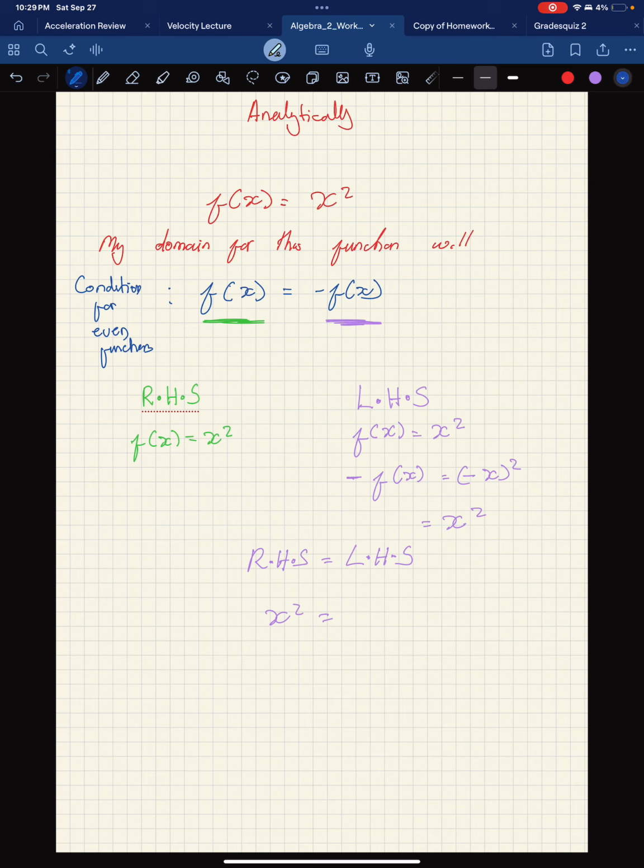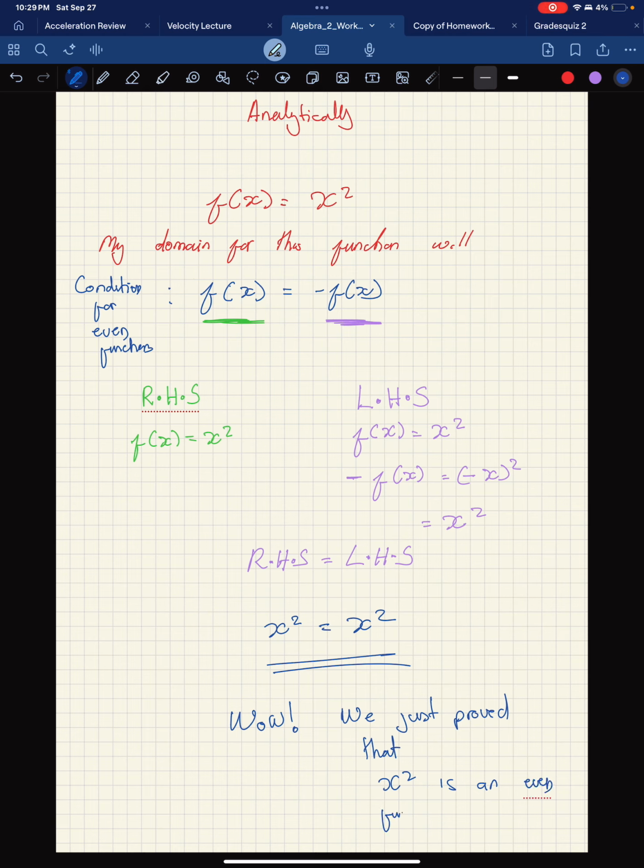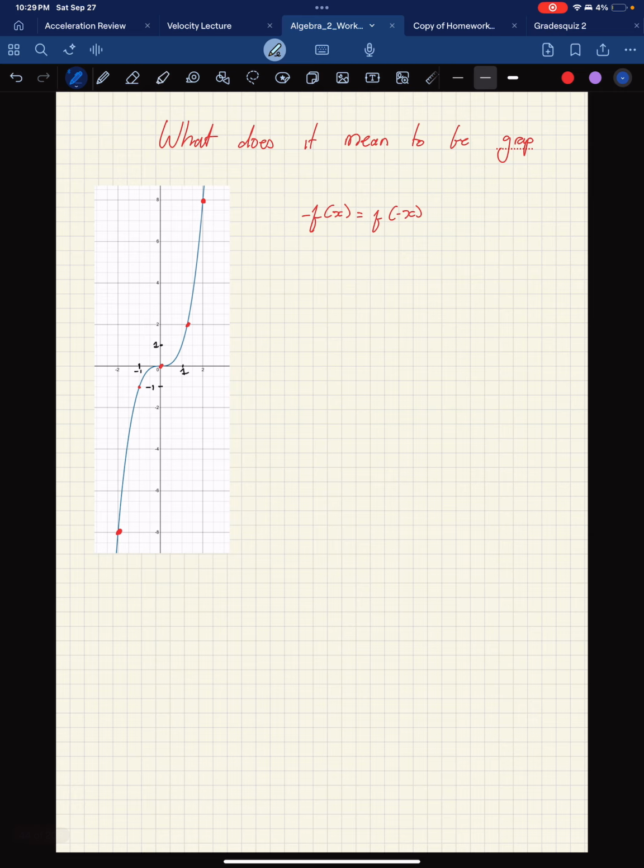Let me put this back in blue. X squared is equal to x squared. Wow. We just proved that x squared is an even function. Nice. All right. Let's talk about odd.